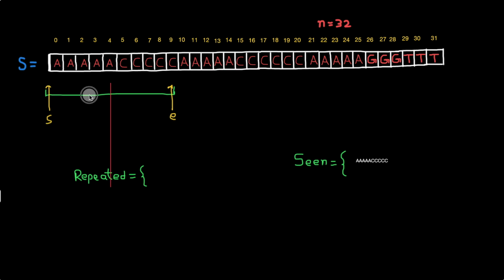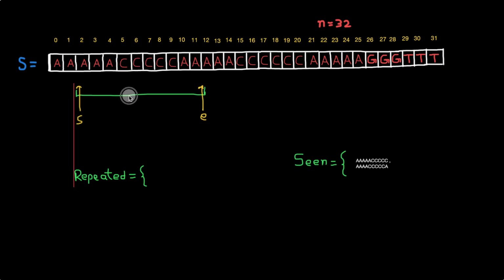Now after putting this substring in the seen hash set, we'll move our sliding window and extract this substring, and we'll check whether this substring is present in our seen hash set or not. Since it is not present, we'll put it in the seen hash set. Now in the third iteration, we'll move this forward and check whether this substring is present in the seen hash set or not. It is not present, so again we'll put this substring in our seen hash set.